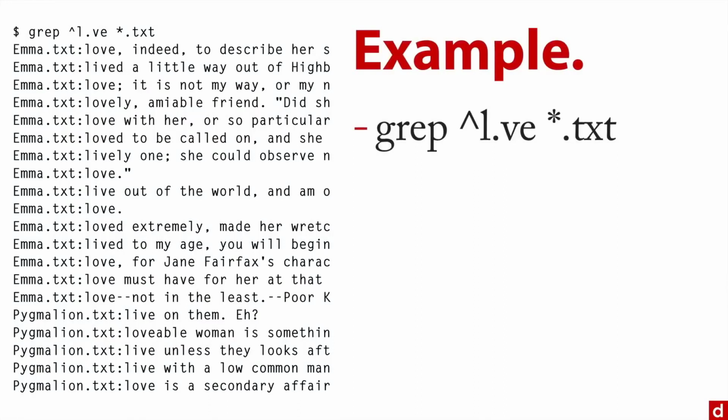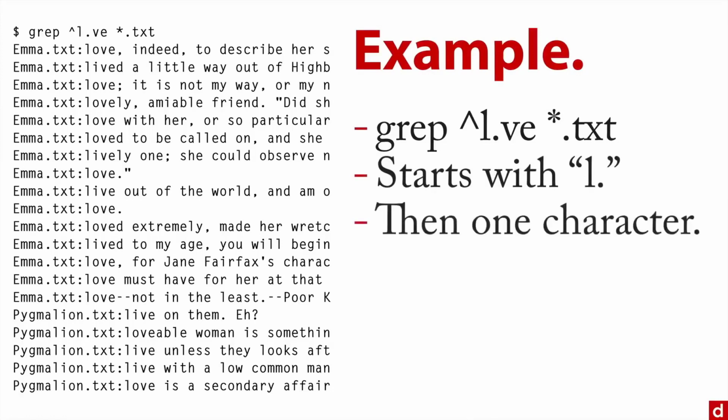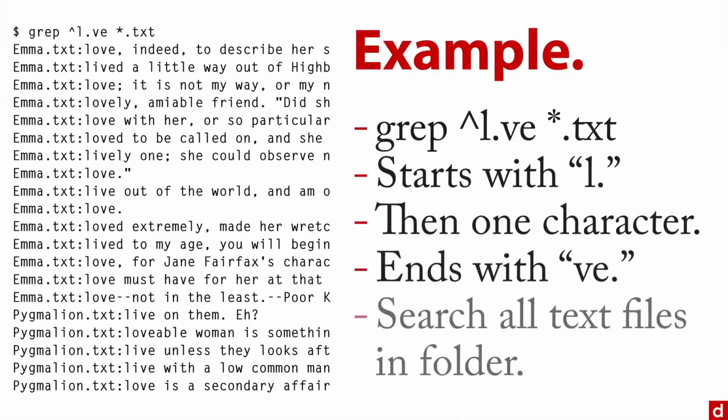grep l.ve *.txt. So what I'm looking for are lines in either of these books that contain L, then one character, which can be whatever, and then that's followed by VE. And then the *.txt means search all of the text files in that particular folder. And what it found is lines with love and lived and lovely and so on.